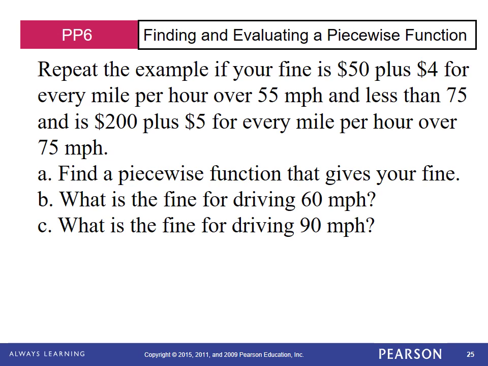All right, practice problem number 6. Here it is. Let's repeat the example. Your fine is $50 plus $4 for every mile over 55 miles per hour and less than 75 miles per hour, and $200 plus $5 for every mile over 75. Ooh, things are getting expensive here. They caught up with inflation, I guess.